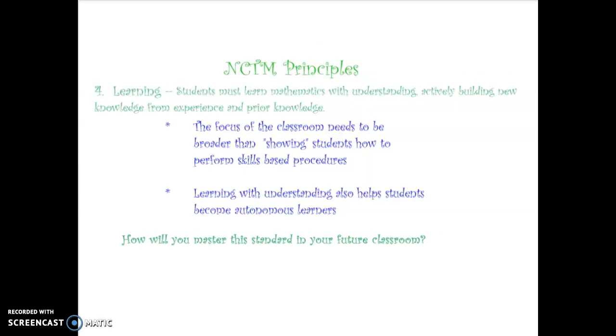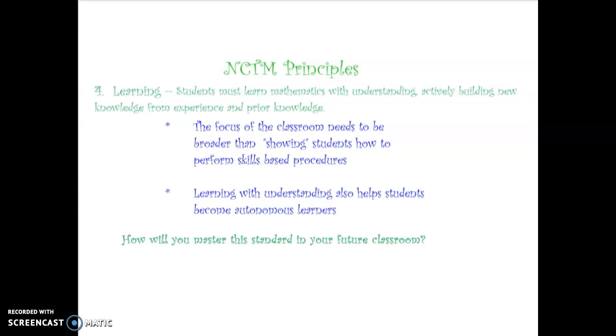All right, the fourth one is the learning principle. So we're going to adjust from basically focusing on the teacher to focusing on the student. How are your students learning? And this needs to be bigger than just showing your students how to do things. I think word problems are a big deal here. Can your students apply what you're teaching them? Also, can you help your students become autonomous learners?